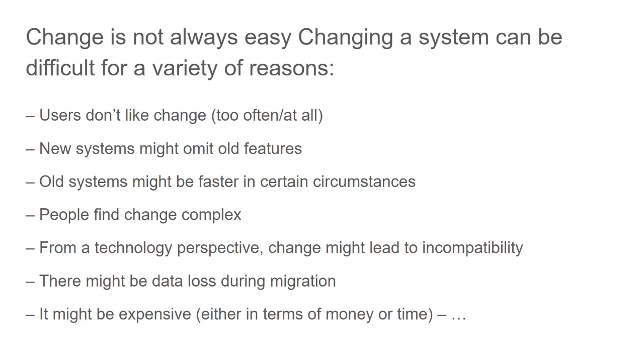Changes are not always easy. They can be very difficult due to some reasons which I have listed below. As I said over here, the old system might be faster in certain circumstances. A new system might omit old features. Users don't like the change. This happens most often. It might lead to incompatibility. This point will be discussed later in the slides. There might be data loss during the migration, and it might be expensive in terms of money, as we have two systems running at the same time. All this will come later. By the way, this video will be made into multiple parts, because 1.1 really covers a wide array of stuff. So right now we will be just covering the system part of it.